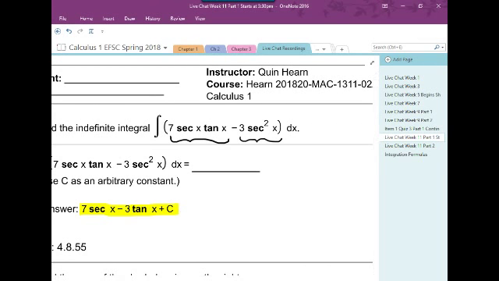Always remember that plus c because what we're trying to actually find is a whole category of functions that would all have this integrand as their derivative. And you can always check your answer on an integral by just taking the derivative and seeing if you get that one back.